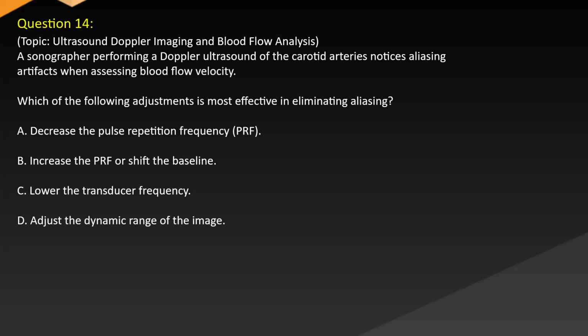A sonographer performing a Doppler ultrasound of the carotid arteries notices aliasing artifacts when assessing blood flow velocity. Which of the following adjustments is most effective in eliminating aliasing? A. Decrease the pulse repetition frequency, PRF. B. Increase the PRF or shift the baseline. C. Lower the transducer frequency. D. Adjust the dynamic range of the image.